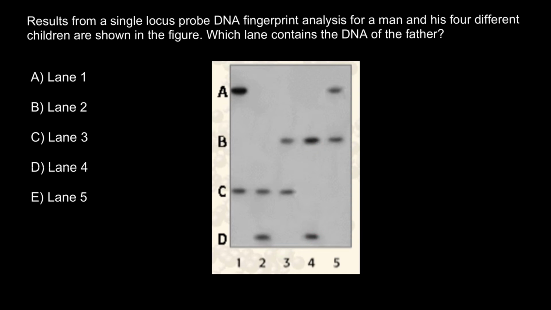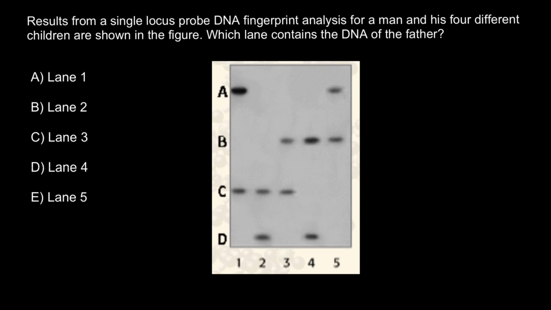One he can get from the mother, let's say B, or it can be the D allele. But he should also inherit at least one allele, A or C, from his father's side. So we can say that person number 1 cannot be the father of at least one of these children.